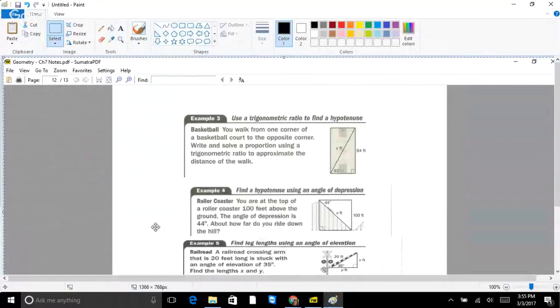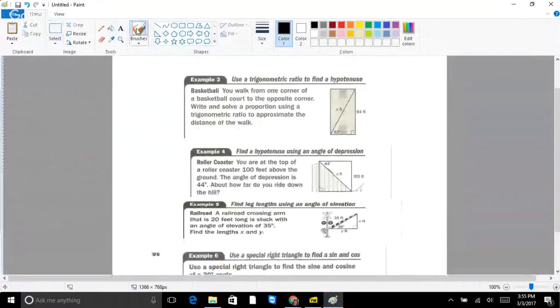Okay, so first up we have a basketball court. You walk from one corner of a basketball court to the opposite corner. Write and solve a proportion using a trigonometric ratio to approximate the distance of the walk. Okay, so what we have here is a triangle. It's a 90-degree triangle. We know that one of the angles is 62 degrees, and we know that one of the sides is 94, and we have a missing side here.